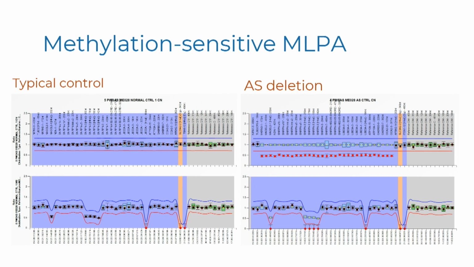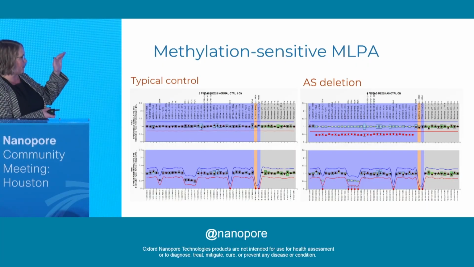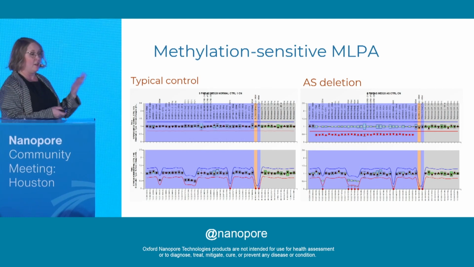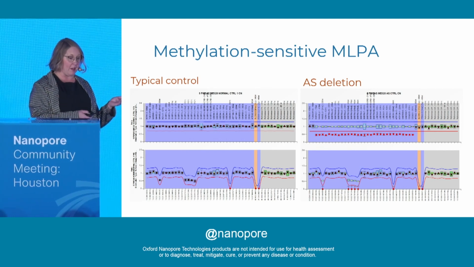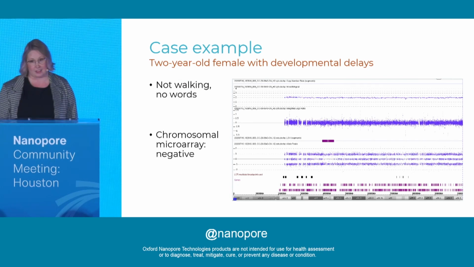In the case of an Angelman syndrome deletion that we have on the right, you can see we have a decrease in the signal, the copy number on that top panel, and then the only copy that is present is the paternal unmethylated copy, and so we have no amplification of the probes there. So this works pretty well, but it doesn't give you all of the information, which I'd like to illustrate with this case example.